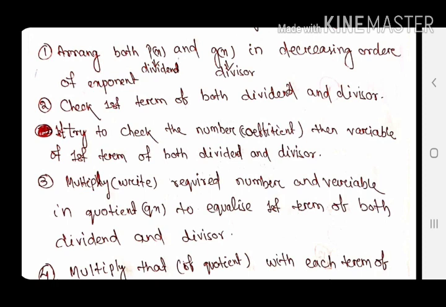For example, the first term of the dividend is 3x square and the first term of the divisor is 3x. The coefficient of the divisor is 3 and the coefficient of the dividend is also 3. They are the same, so there is nothing to do with the coefficient. Now we move to the variable. The variable of the first term in the divisor is x, and in the dividend it is x square. So what do I multiply with x to get x square? It is x. So I will write x in the quotient.